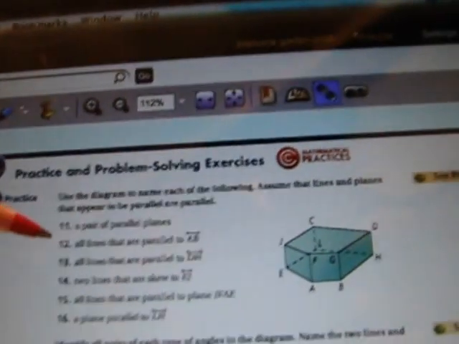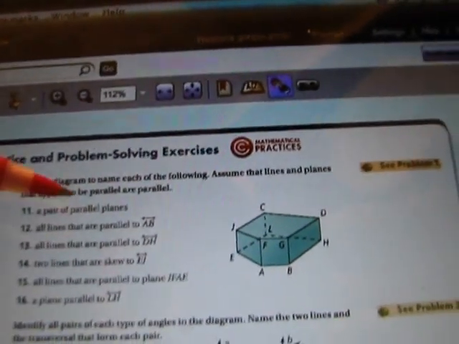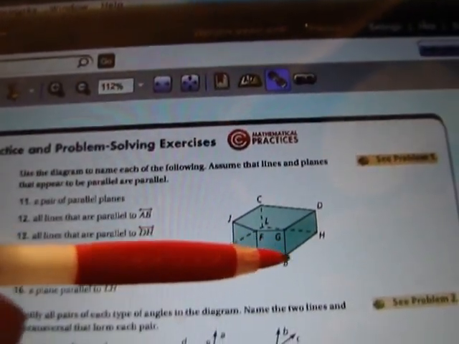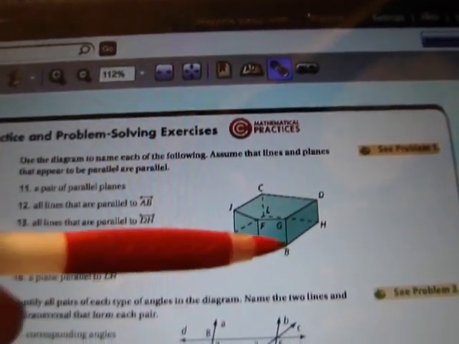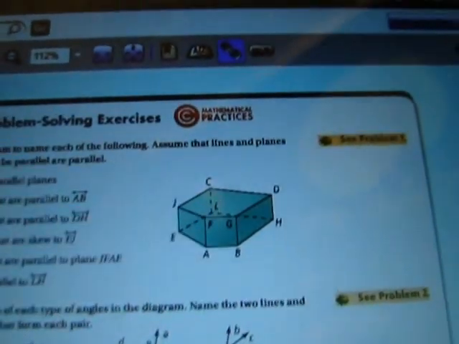Okay, anyway. Number 12. All lines that are parallel to line AB. Well, that's pretty easy. Here's AB. The only thing parallel to AB would be line FG. And I know some of you might be thinking segment. I agree too, but if they called it line AB, then I think it's okay for us to say line FG. After all, they both look like segments here, but that's what they said.